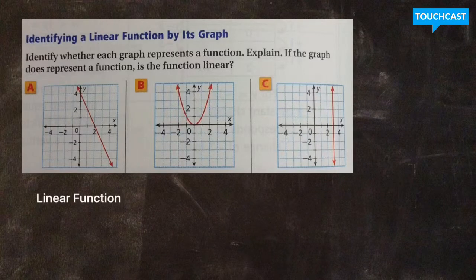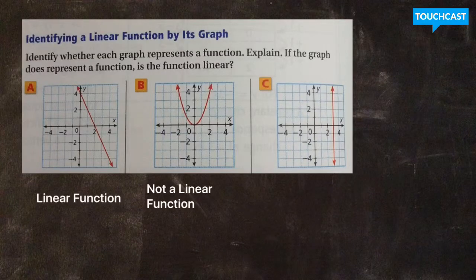B, if we look at this one, I again can't see any examples where there's an x value that has more than one y value. So this is a function. However, this does not make a line. It's a parabola. It's U-shaped. So this is not a linear function.